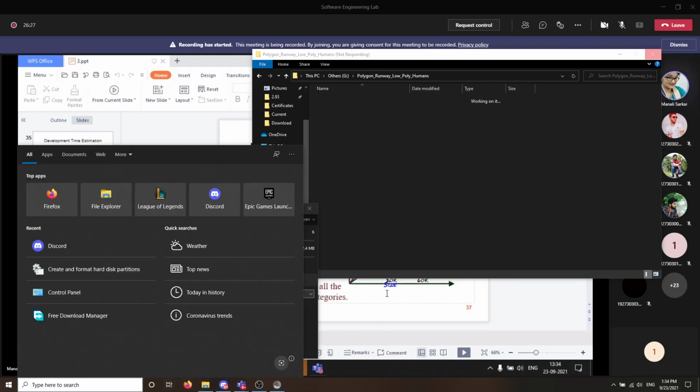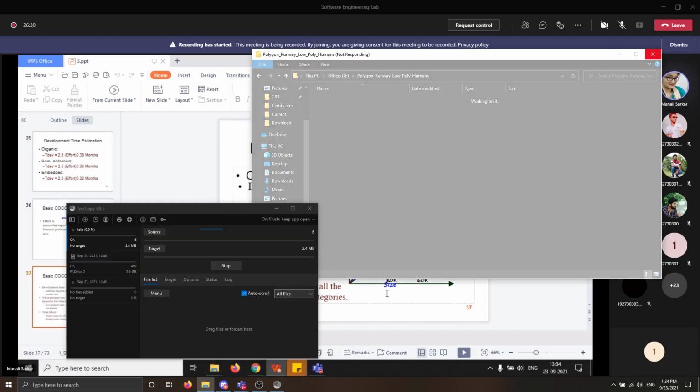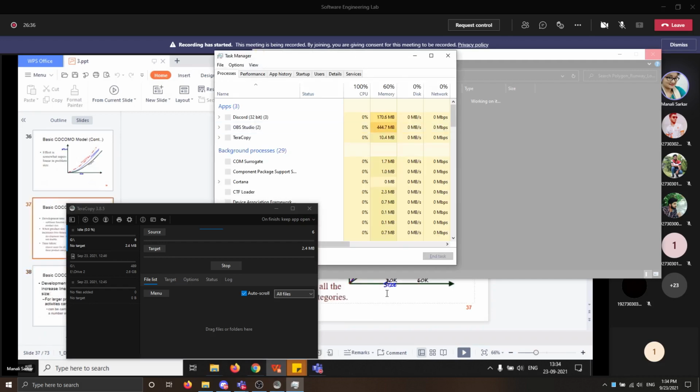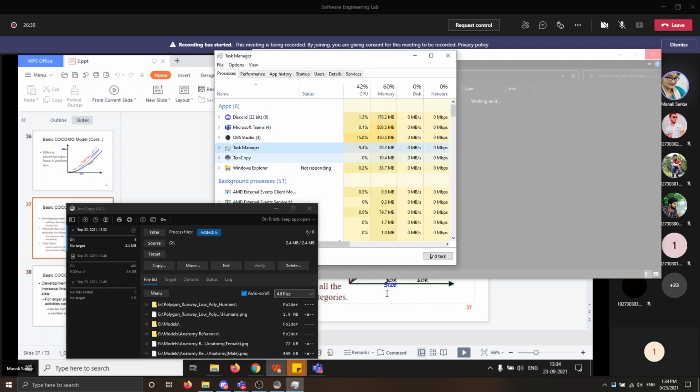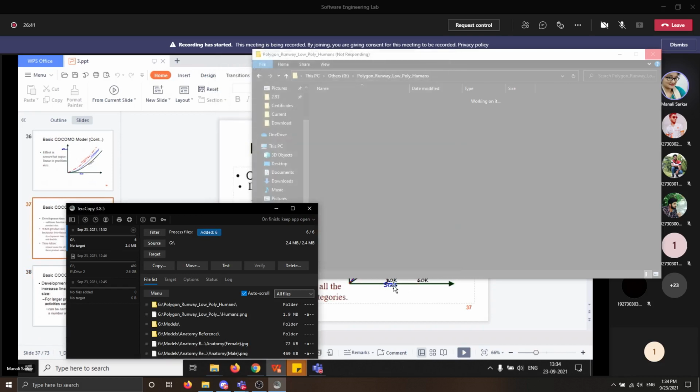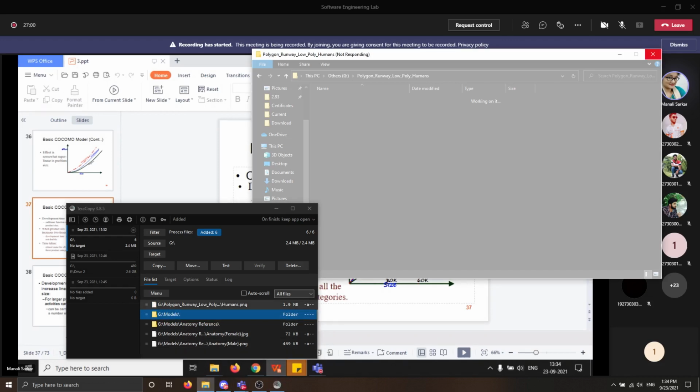Now this one is development time versus product size. On the x-axis it is the size, and on the y-axis it is the development time. Size is in KLOC. From this figure we can see that the development time is sublinear. It is increasing in this way, so it is a sublinear function of the size of the product.